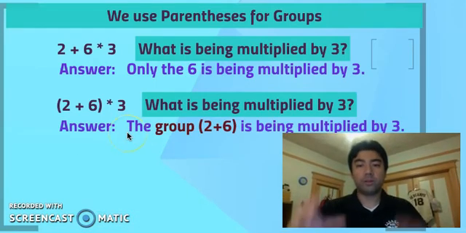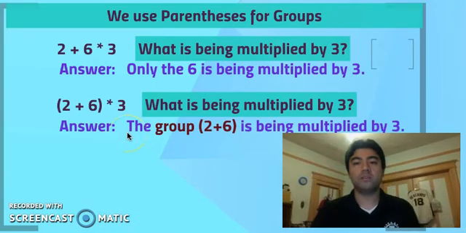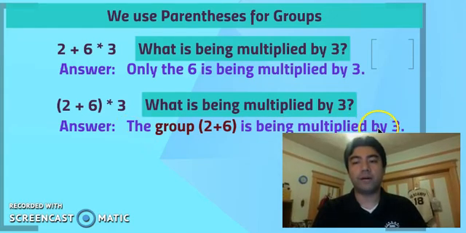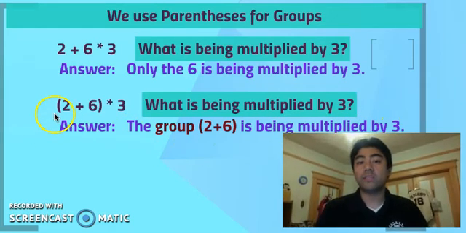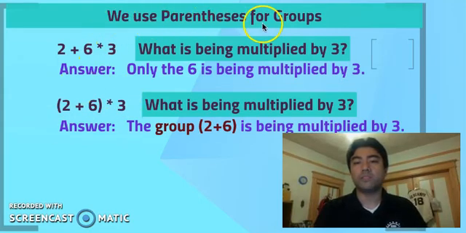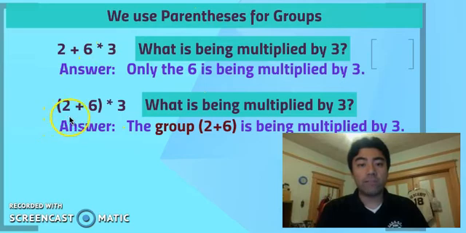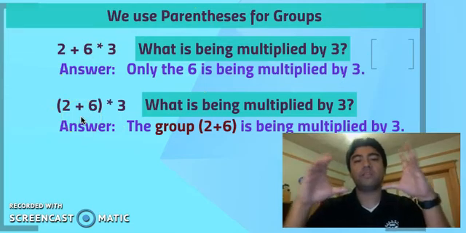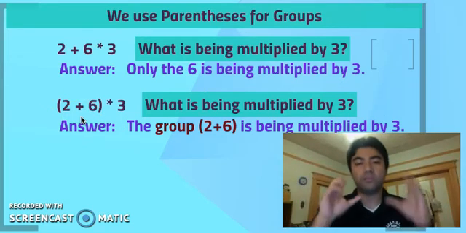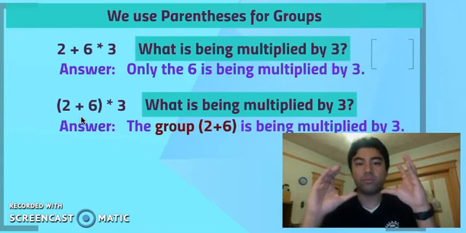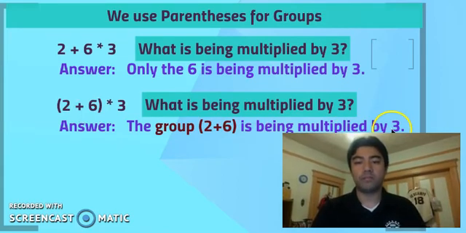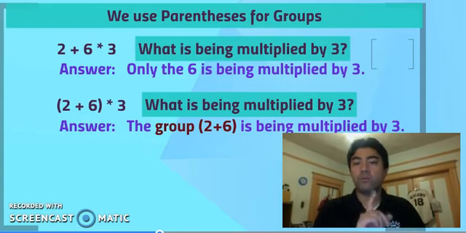It's the group 2 plus 6 that is being multiplied by 3, okay? And so that's why we use parentheses. Again, we always use parentheses for groups. And so we have a group of 2 plus 6, and that 2 plus 6 in that group is being multiplied by 3, okay? Let's try one more.